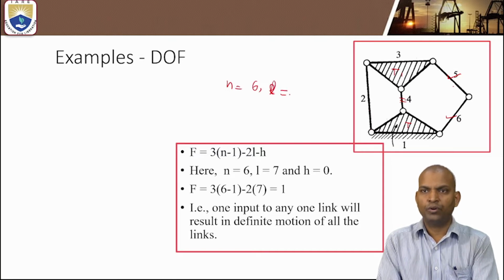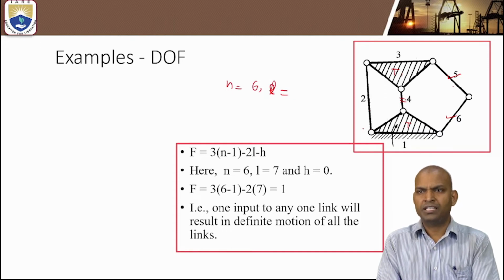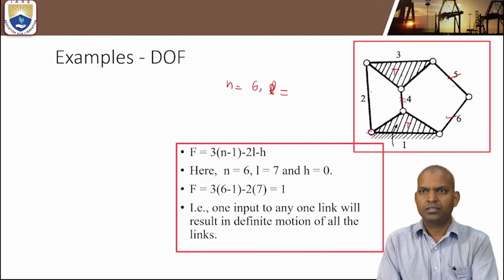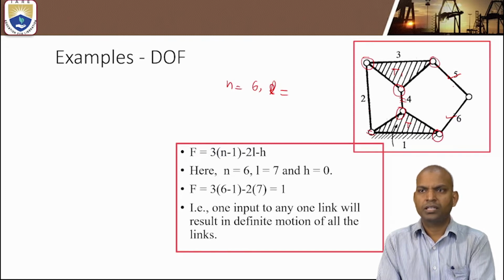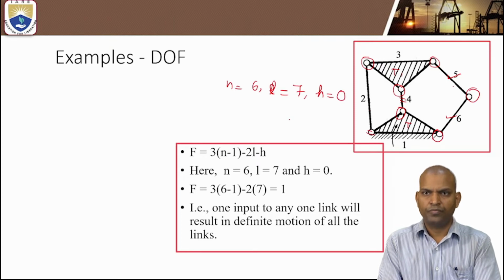How many lower pairs are there? You can find out the joints directly. This is one joint, 1, 2, 3, 4, 5, 6 and 7. The number of lower pairs is 7. What about higher pairs? The number of higher pairs is again 0.